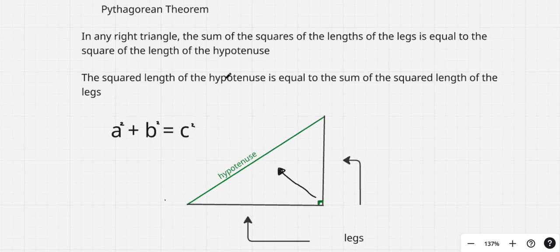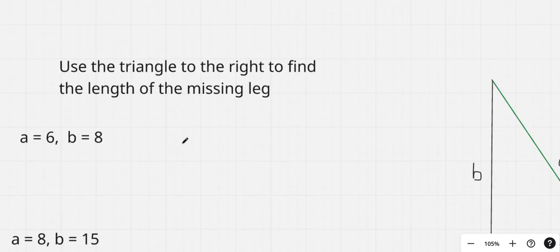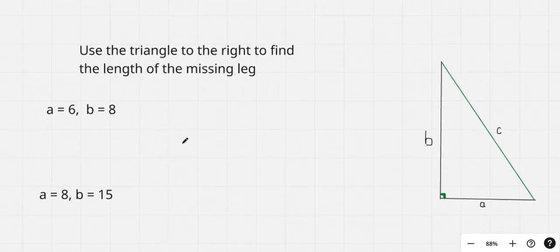The squared length of the hypotenuse, which is c squared, is equal to the sum of the squared lengths of the legs, which is a squared plus b squared. Another way we can say this is, in any right triangle, the sum of the squares of the lengths of the legs, which is a squared plus b squared, is equal to the square of the length of the hypotenuse, which is c squared. So we're going to use the Pythagorean theorem to find the length of the missing leg, because this is a right triangle.